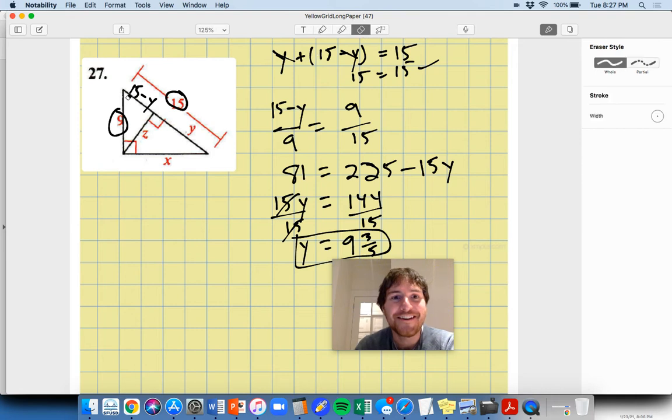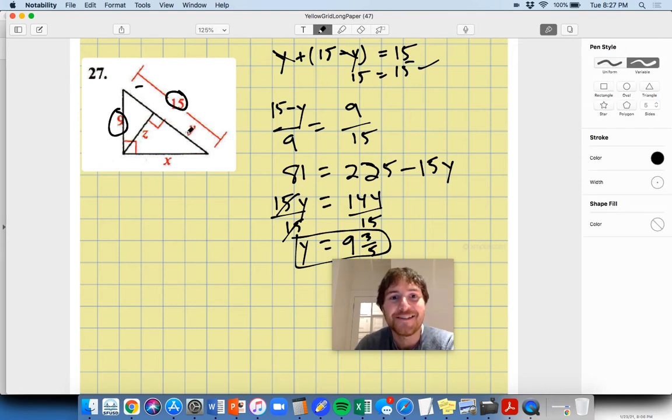So we'll maybe fill that in a second, just to show you that I kind of got this one right, because y is going to be over here. We solved for y. Y is over here. That's 9 3/5. That means that this segment of the hypotenuse here would be 15 minus 9 3/5. That would be 5 2/5. And that makes sense to me.